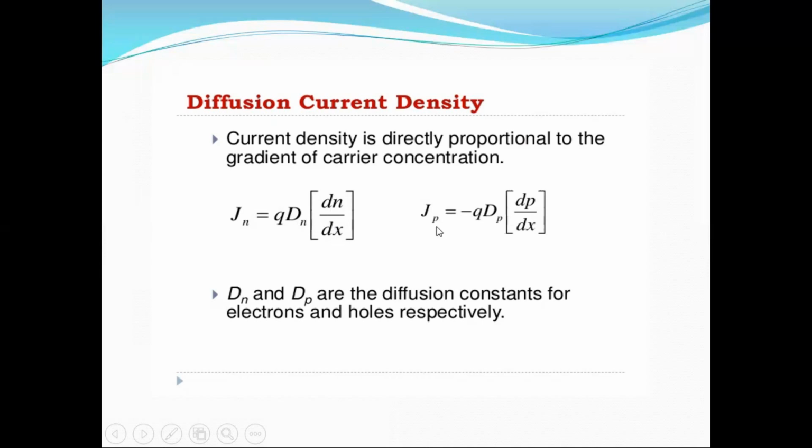Similarly, the current density due to holes is given by Jp equals minus q Dp dp/dx, where Dp is called the diffusion constant for holes, and dp/dx is the carrier concentration gradient.